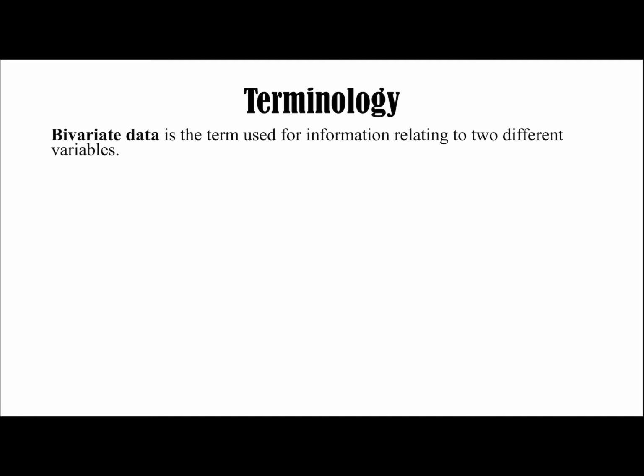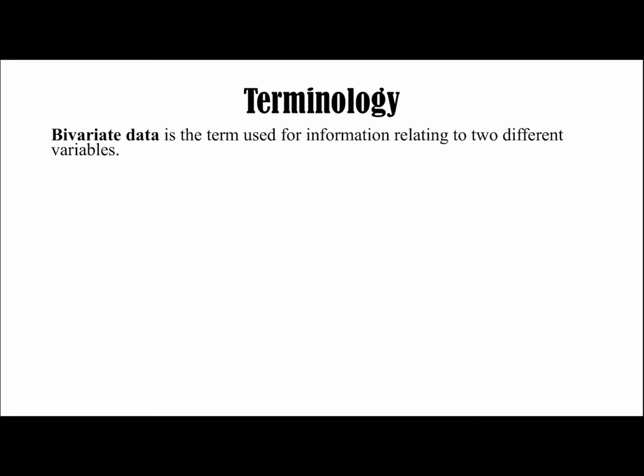First, we need to look at the terminology. The first term used is bivariate data, and bivariate data is the term used for information which relates to two different variables. As the name suggests, bi means two.